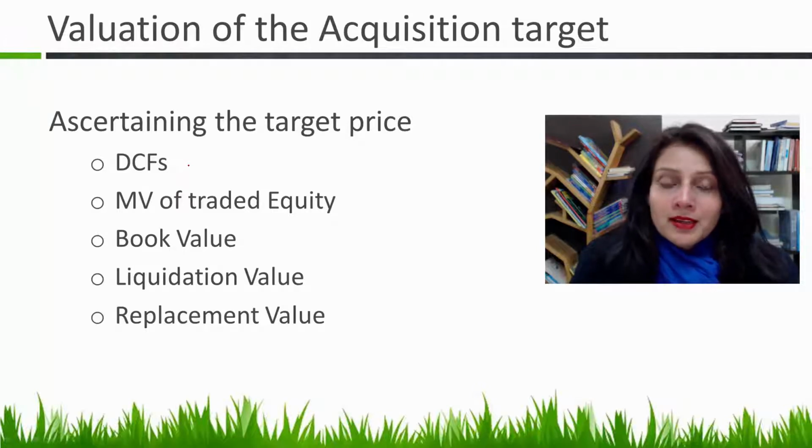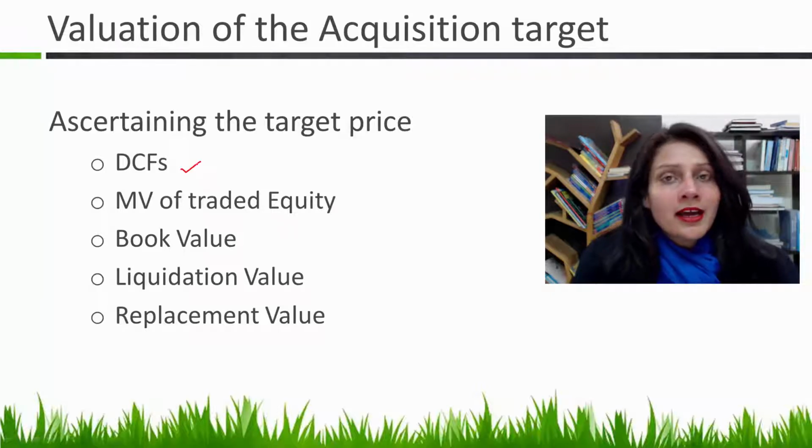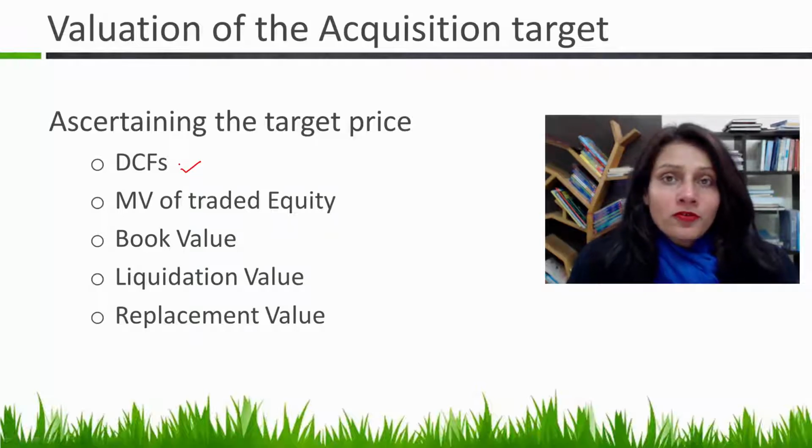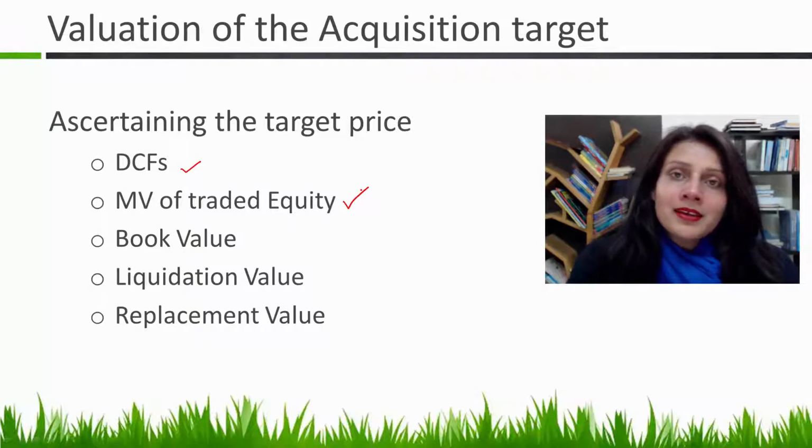One of the most common methods used to ascertain the price of a target is DCF or discounted cash flows. Discounted cash flows calculate the present value of the expected future cash flows that the target company may generate in the future. The next way is to calculate the market value of the traded equity. This can be done for companies that are publicly traded, where you can see the currently traded value of one share and multiply it by the shares that are there in the company, and thereby getting the market value of the equity shares of the company, which will become the value of the acquisition target.